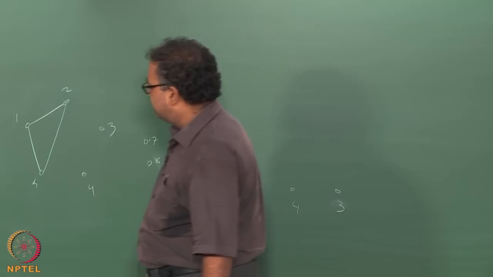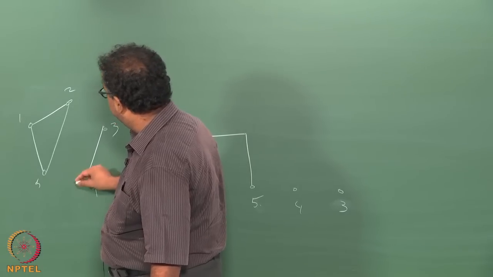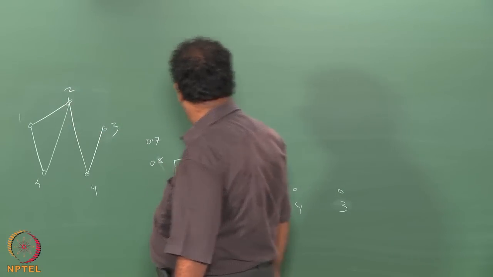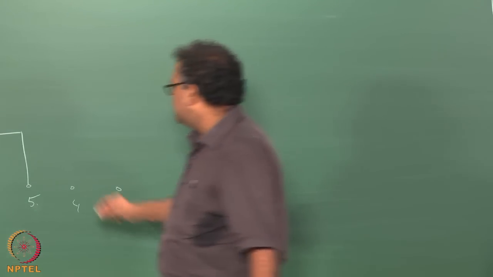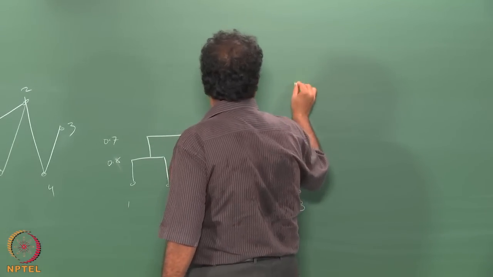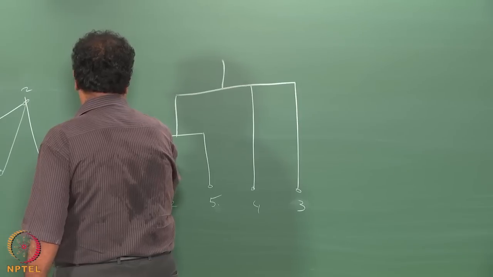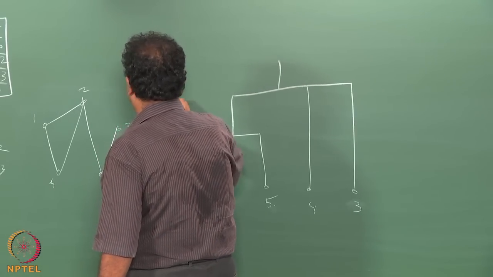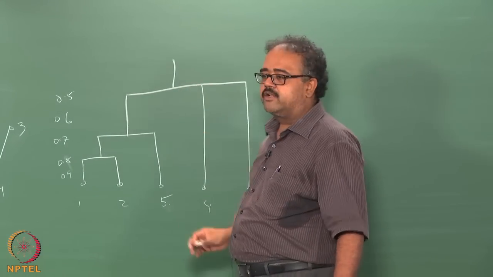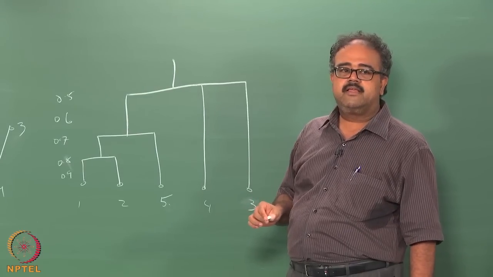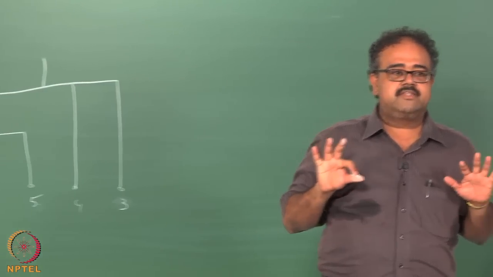Then I go to 0.5. So, what happens with 0.5? I get that. Anything else? It is a little tricky. So, 2 and 4 as well, right. So, what happens now? Essentially, everything is a cluster, right. Everything has been merged. I just stop here. Okay. So, this is my dendrogram. Correct. So, now I have done hierarchical clustering by using just simple graph theoretic concepts.